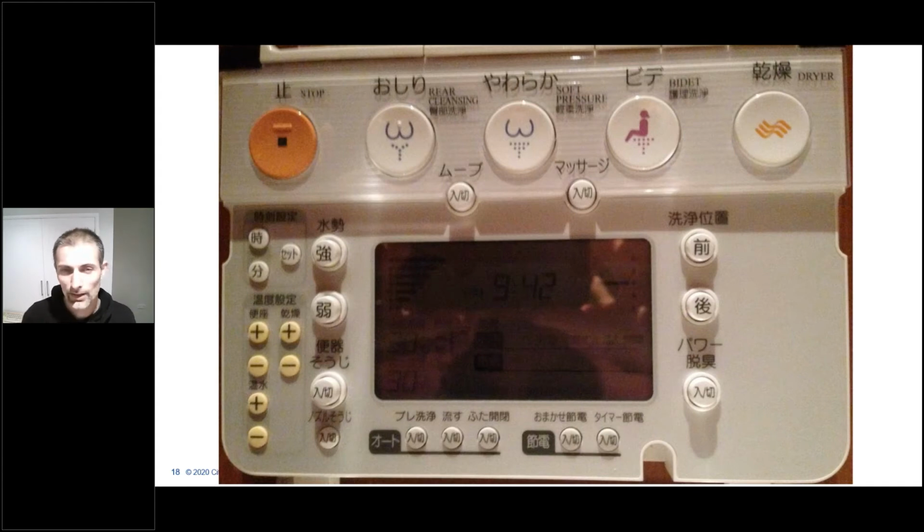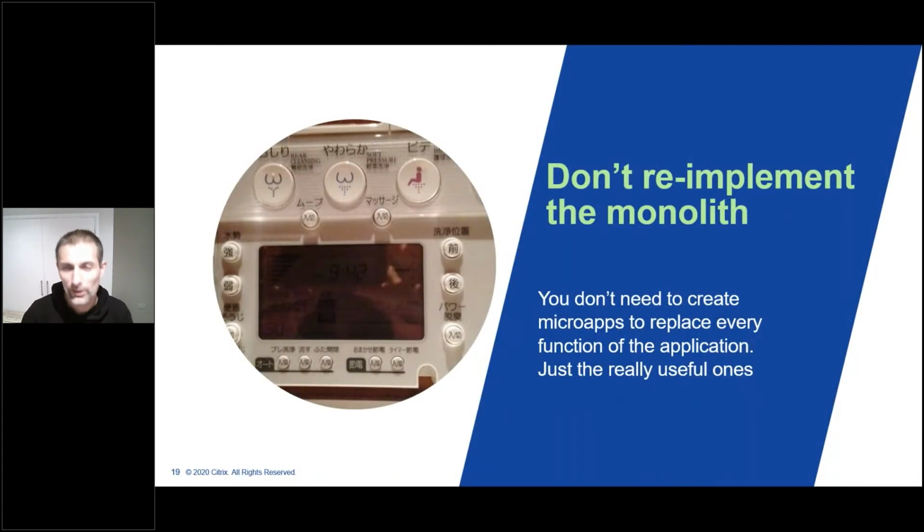Okay, so with a microapp, it's exactly the same. You have a system of record, has 1,000 functions. You don't need to re-implement all of them. And so when I say don't re-implement the monolith here, you're not trying to implement 1,000 microapps for 1,000 use cases. You're just trying to take the really useful ones and put those into Workspace.